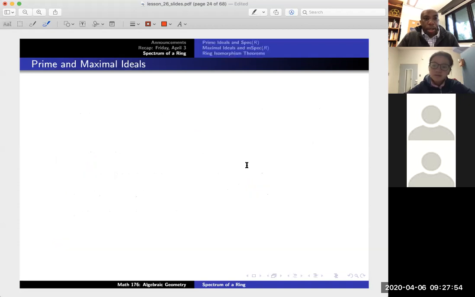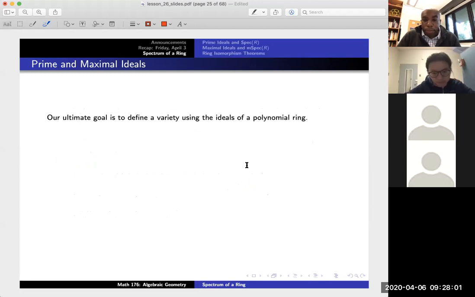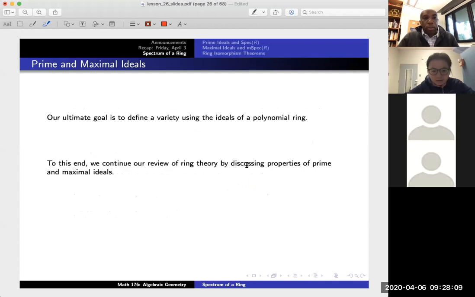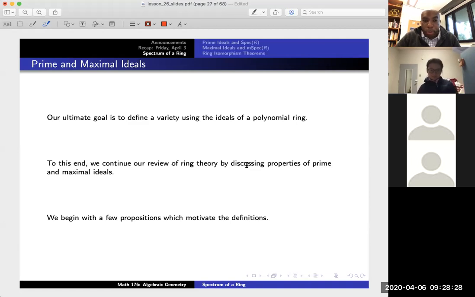Okay. All right. So for today, I want to remind you that our ultimate goal is to define a variety. And ultimately, we want to do this by using the ideals of a polynomial ring. So to this end, I want to spend some time reviewing ring theory. I want to talk about prime ideals, maximal ideals, polynomial rings, the isomorphism theorems. So I want to put everything together. And of course, to do all of this, I want to start with a few propositions to motivate some of the definitions that we're going to use today.